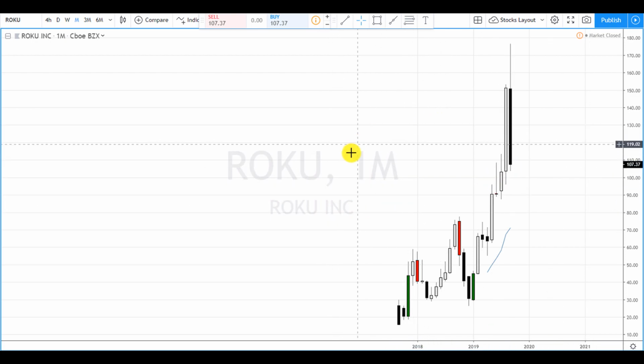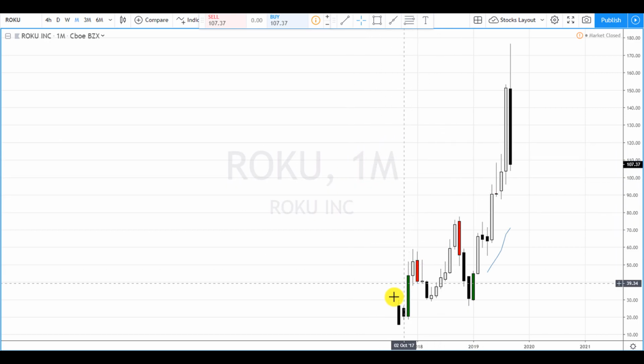This chart is the monthly. You can see the 1 month, every candle is 1 month. Take a look at the 1 month first because that is the highest time frame that we're trading. We're trading the monthly, weekly, daily. So our highest time frame to make decisions is the monthly.